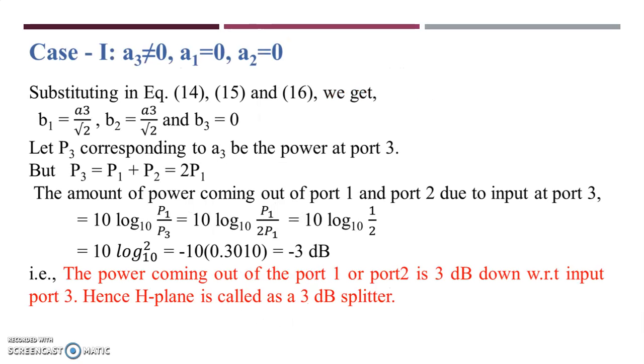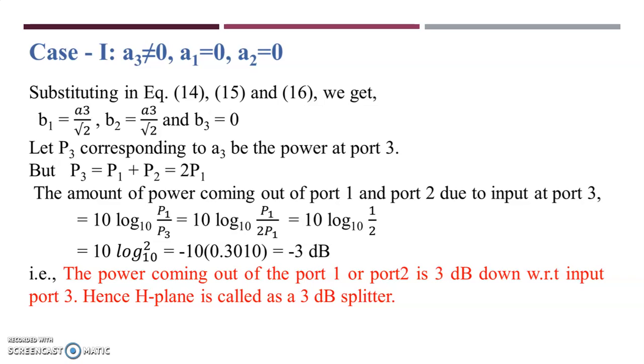Case 1: power is given to port 3, that is A3 is not equal to 0, and no power input is given at port 1 and port 2, that is the incident waves at port 1 and port 2 are equal to 0. Now let us substitute all these values in equations 14, 15, and 16. We will get B1 is equal to A3 by root 2, B2 is equal to A3 by root 2, and B3 is equal to 0.